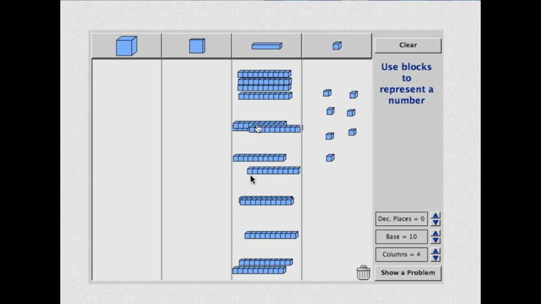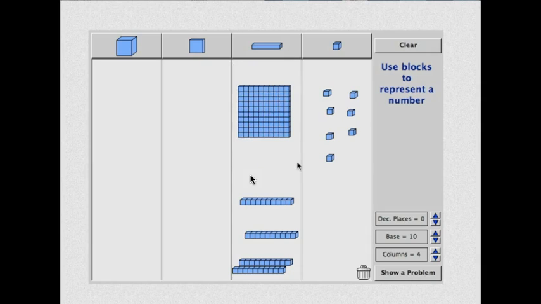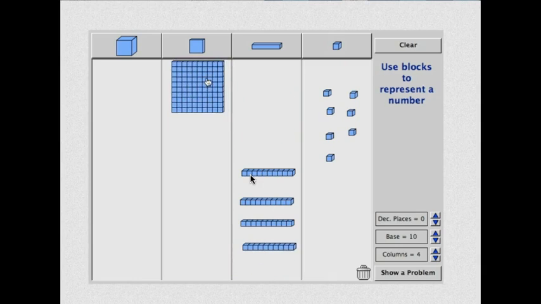10, 20, 30, 40, 50, 60, 70, 80, 90, 100. Can you see how counting by tens is a lot quicker than counting by ones? There's my 10 groups of 10. So when I have 10 of these, I have one of those. Oh, I wonder if we can make 10 of those.